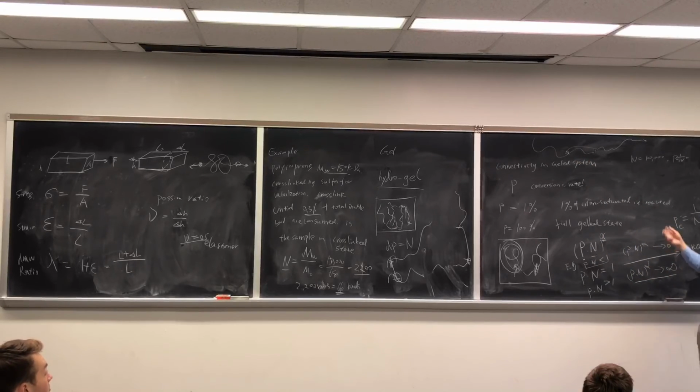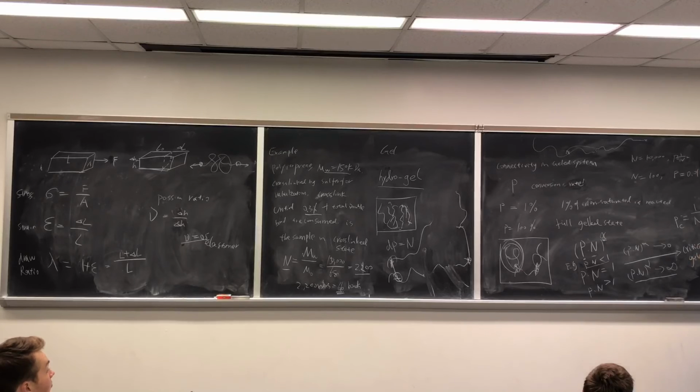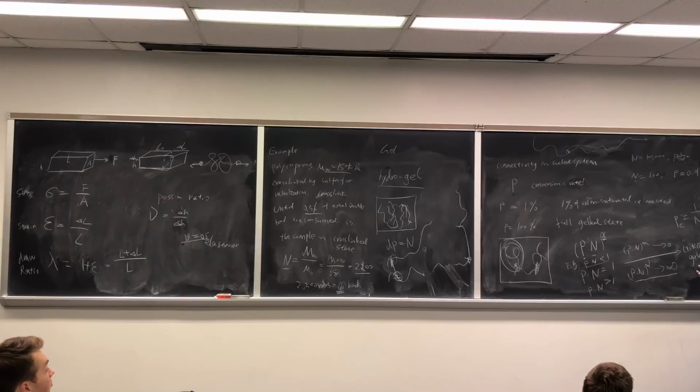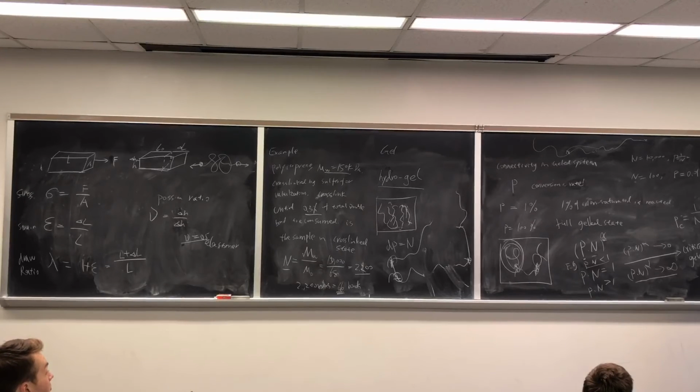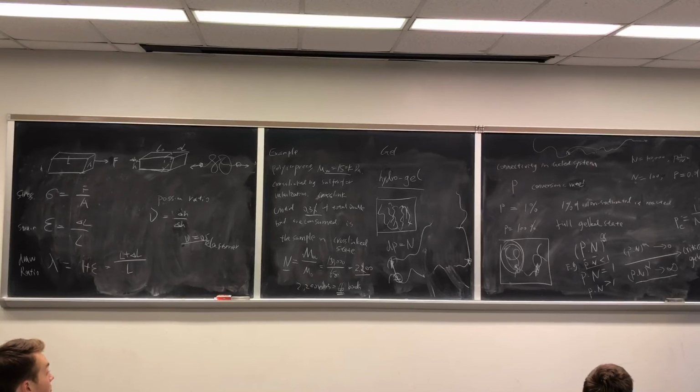For the shorter chain, if N equals, let's say, 100, then the critical point is about 0.01. Or you need basically 1% of conversion rate. Okay, that's when your system is fully gelled and your propeller will not rotate and make it move. And you need to break it to take off your stir.